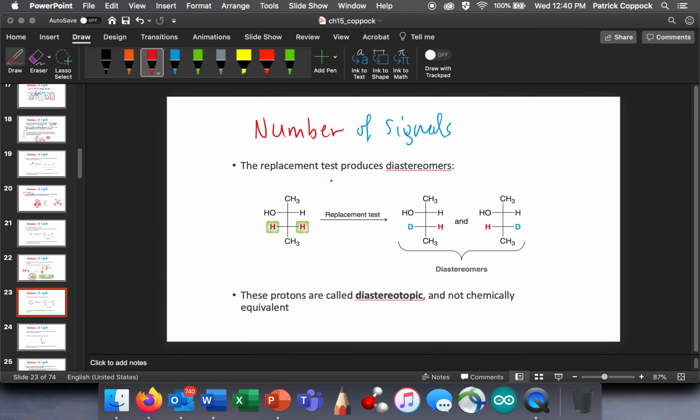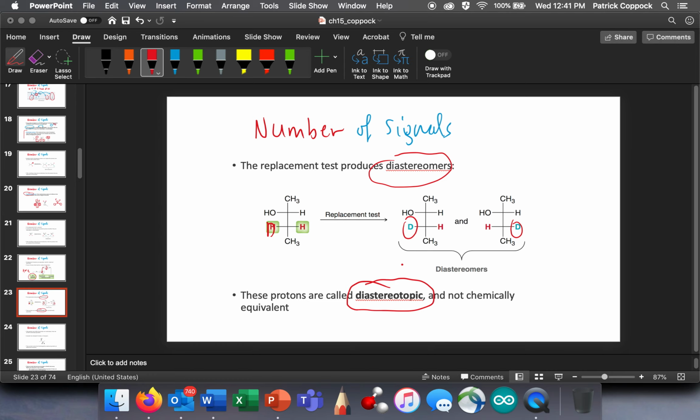Okay? So the replacement test in the case of non-chemically equivalent hydrogens is going to give you diastereomers, right? So if I took this one and made it a deuterium, and then the other one made it a deuterium, these are diastereomers with respect to each other, and they're called diastereotopic. The term is not so important in my view, but it's valuable, right?